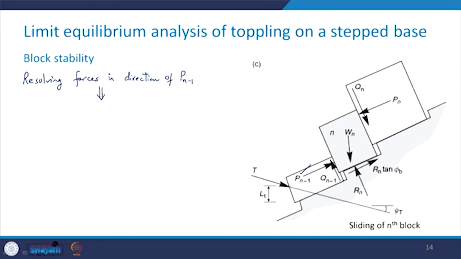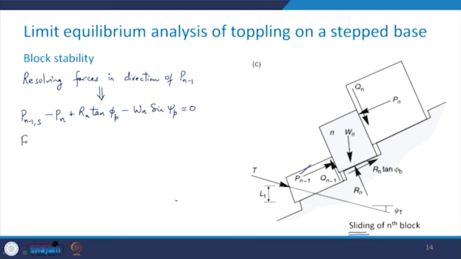What we will get is Pn minus 1 comma S. Why am I using S here? Because now I am taking the sliding of the nth block. So, this minus Pn plus Rn tan of phi p minus Wn sine of psi p. This is going to be equal to 0.